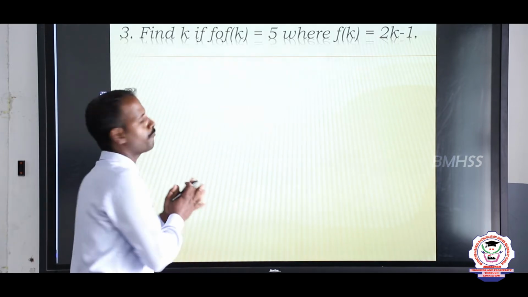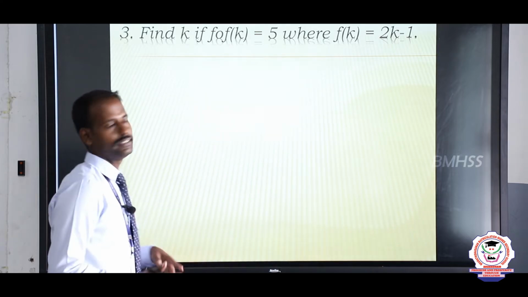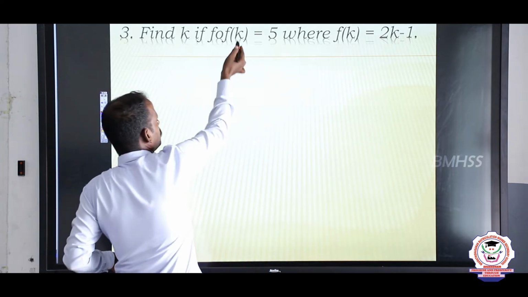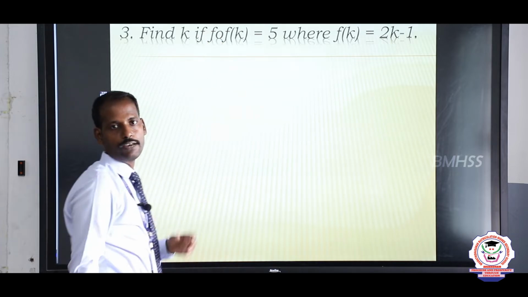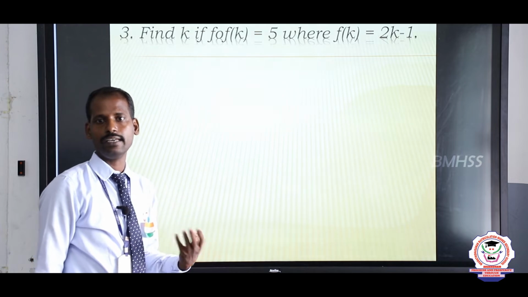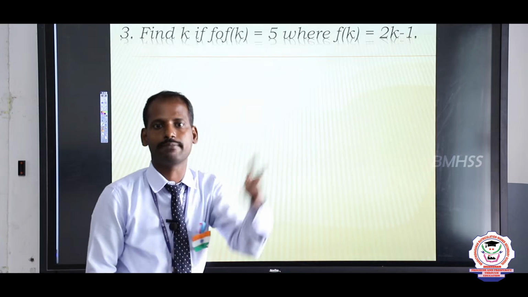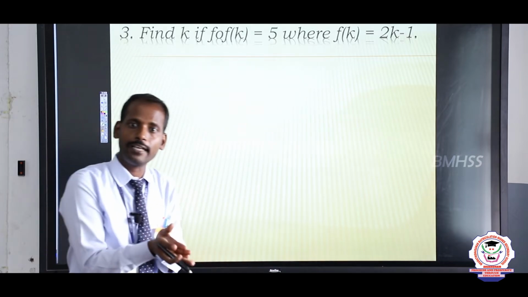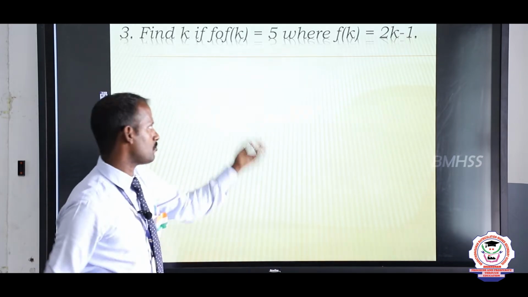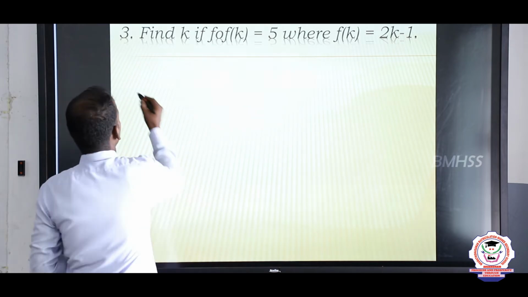So here, how to find the k value? Same concept here: f naught f of k. Here, f of k you substitute in the function f of k. That is the same function, using only one function but using it two times. Like f of x you substitute in the f of x, here f of k you substitute in the f of k. So here, the solution.